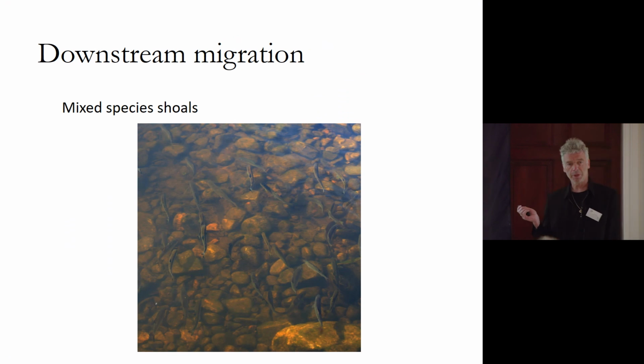We could also see, which I don't think has been reported before, that during this outward migration, salmon and trout were quite often using shoals of roach to migrate in, probably to avoid being eaten. So quite often seen in these shoals.